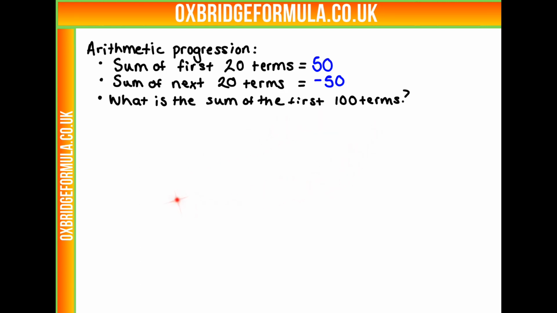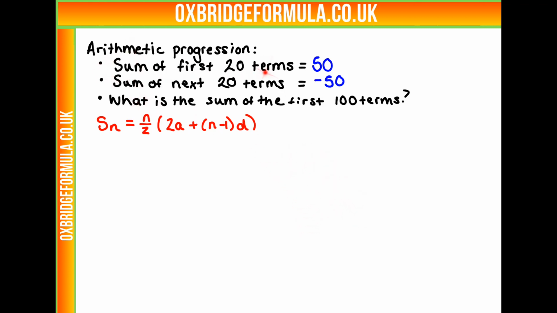So, let's think, what is our equation that finds the sum of an arithmetic progression? Well, it's this one here. Sn equals n over 2, and then 2a plus (n minus 1) times d, all in brackets, with n as our number of terms, a is our first term, and d is the difference between each term. So how can we use this to find some information? Well, we can set up some simultaneous equations.